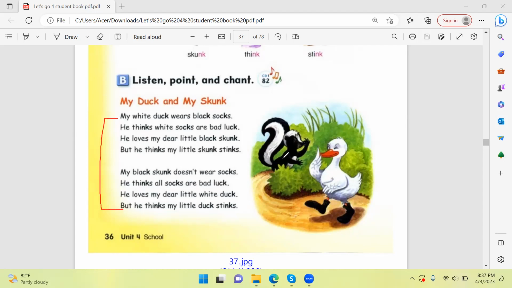My duck wears a black sock. He thinks water, sock and black socks. He loves my red little black.